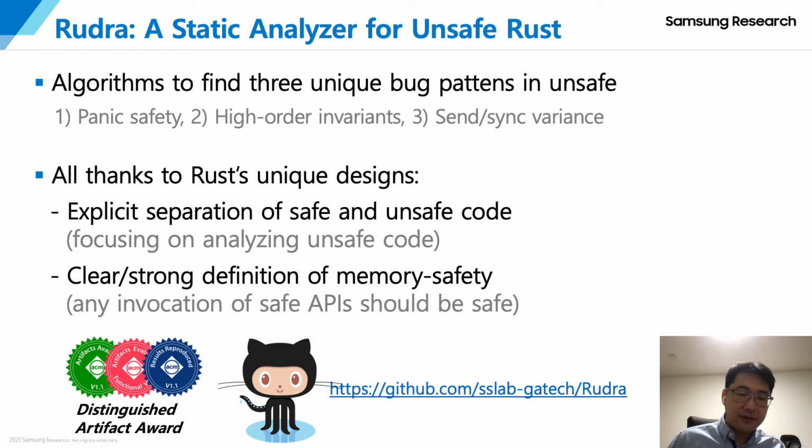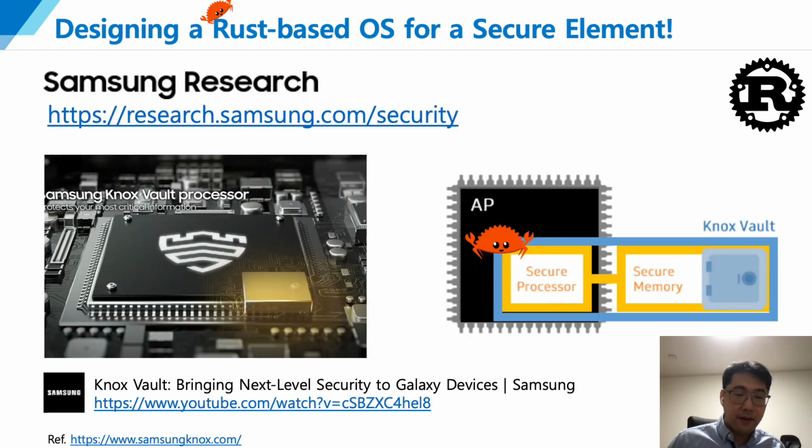But I'd like to emphasize the important aspects of Rust that really enabled this research. First, explicit separation of safe and unsafe code allows us to focus on analyzing code that really matters. Second, the clear definition of memory safety allows us to find bugs in generic types and traits of the library even before they are materialized or used by other programs.